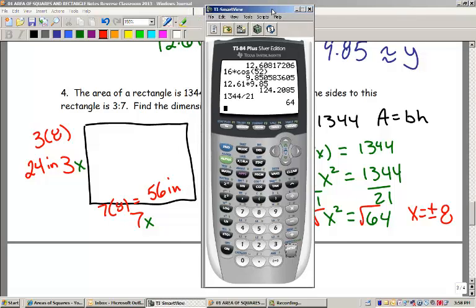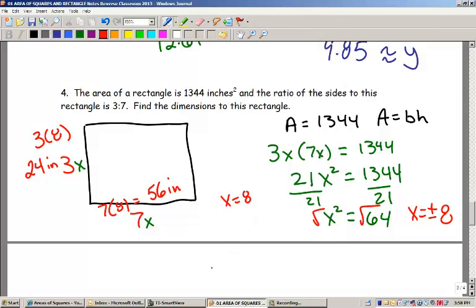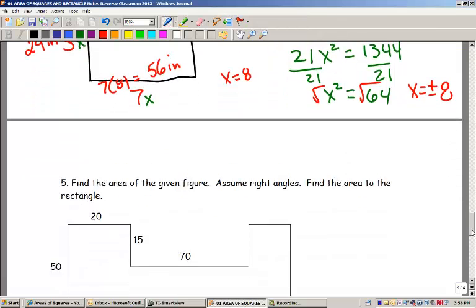One thing you can do to check if you did it correctly is take 24, multiply by 56, and it should be 1344. It is, so we're probably in pretty good shape.